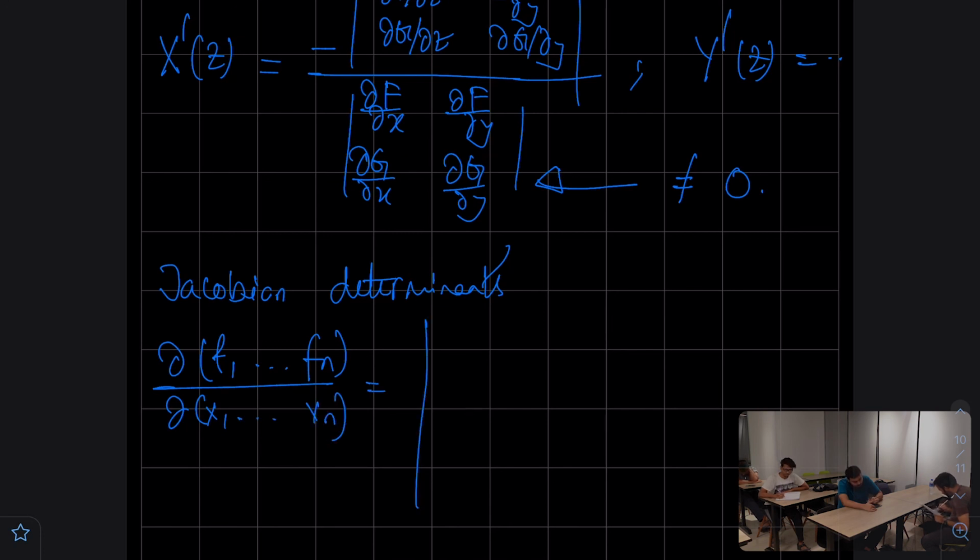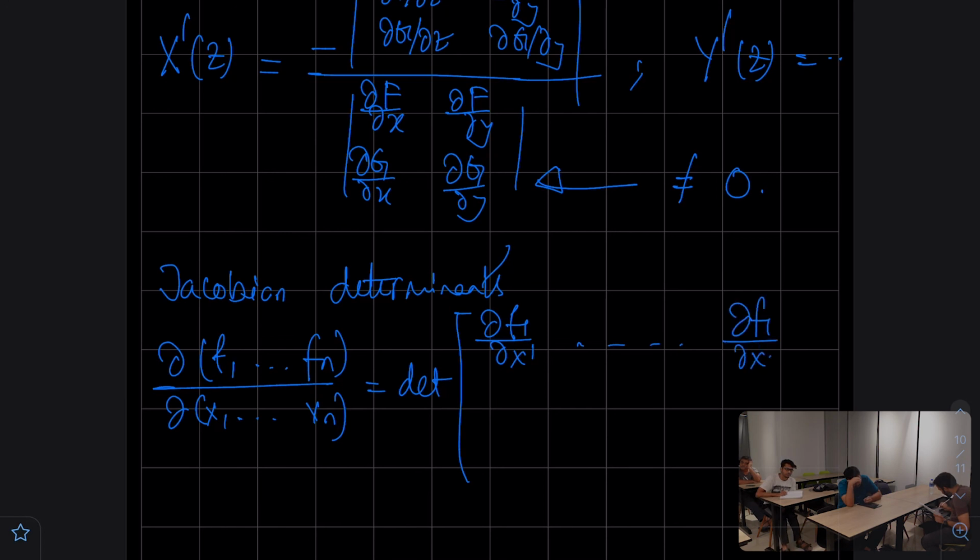So I will just use det of this thing: df1/dx1, df1/dxn, dfn/dx1. This is a square because it's a determinant. Okay. So Jacobian matrix and Jacobian determinant are different. Jacobian matrix need not be square. We met it before, no? Yeah. But Jacobian determinant is of a square matrix.